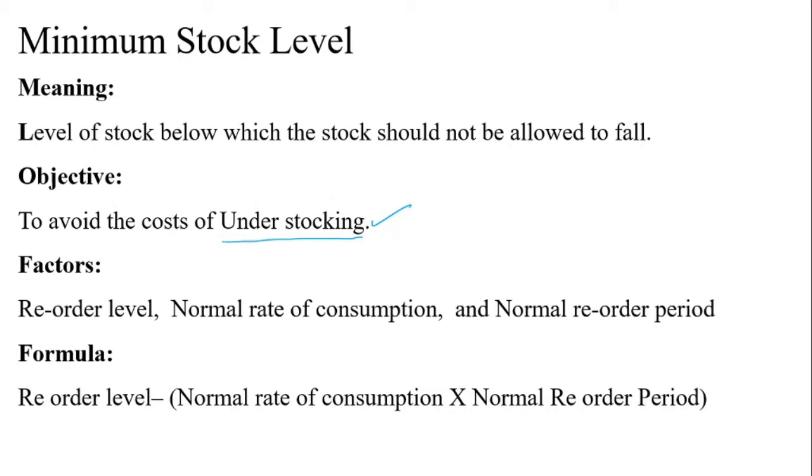Now, what are the factors influencing the minimum stock level? The factors are reorder level, normal rate of consumption, and normal reorder period. These three factors influence the minimum stock level. The formula for calculation of minimum stock level is reorder level minus (normal rate of consumption into normal reorder period).